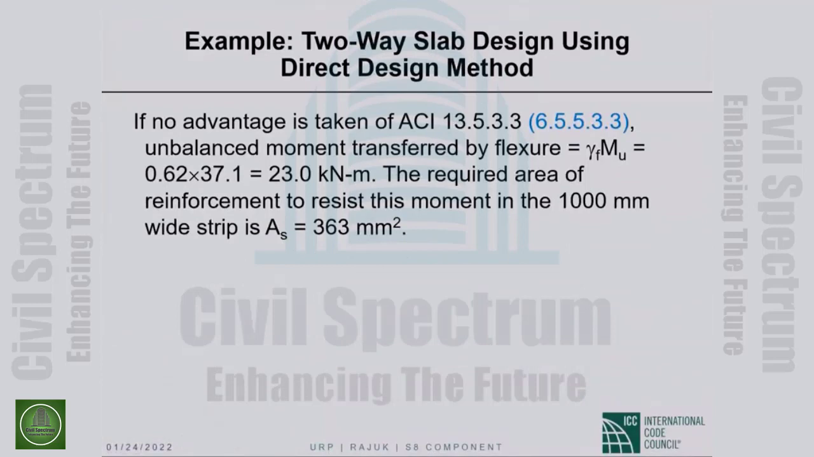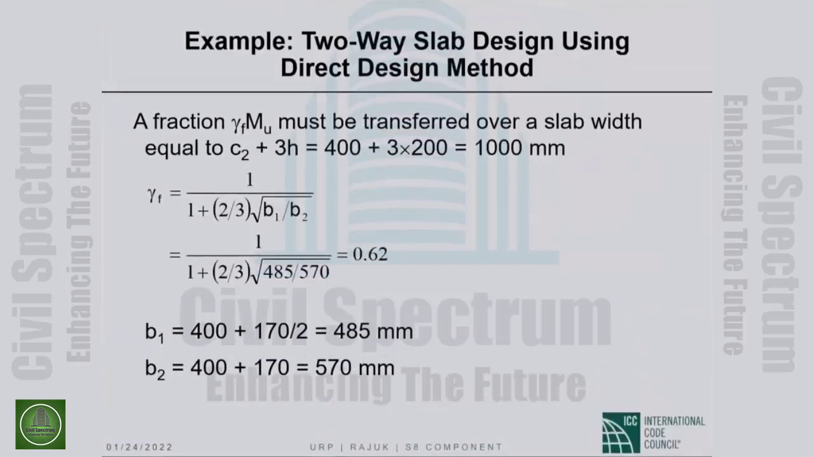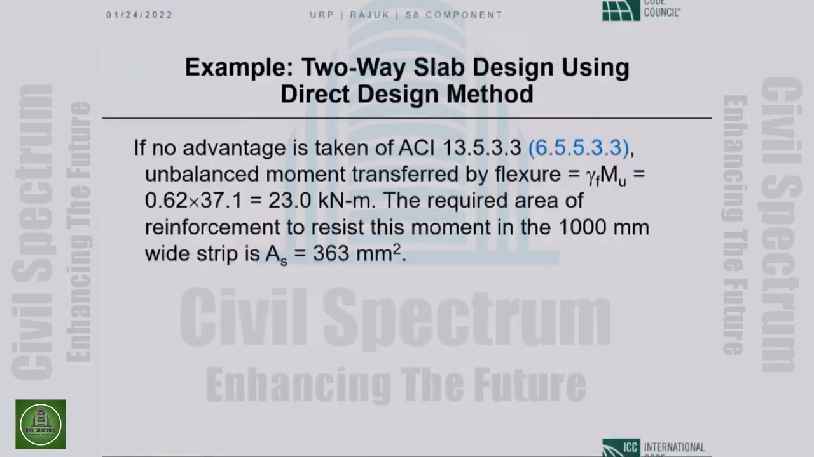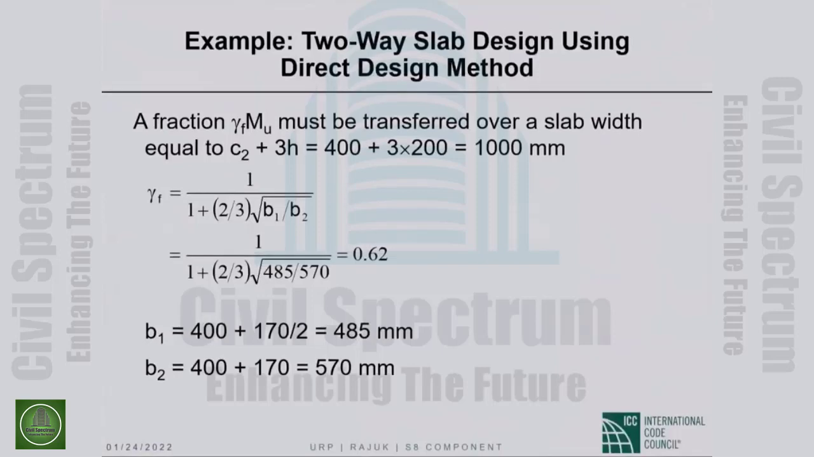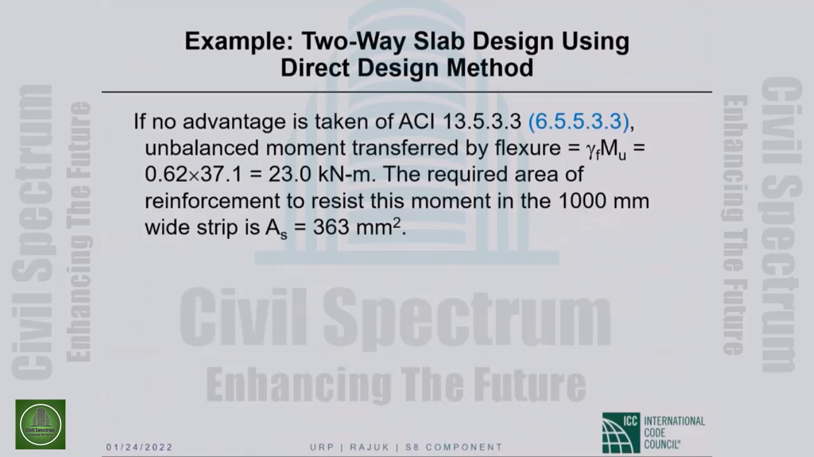I want to emphasize that you absolutely must pay special attention. So we have an unbalanced moment of 37.1, I think it was 37.5, 37.1 kilonewton meters. And our calculation says 62% of that is transferred by flexure. Remember, I mentioned that flexibility that ACI 318 provides.